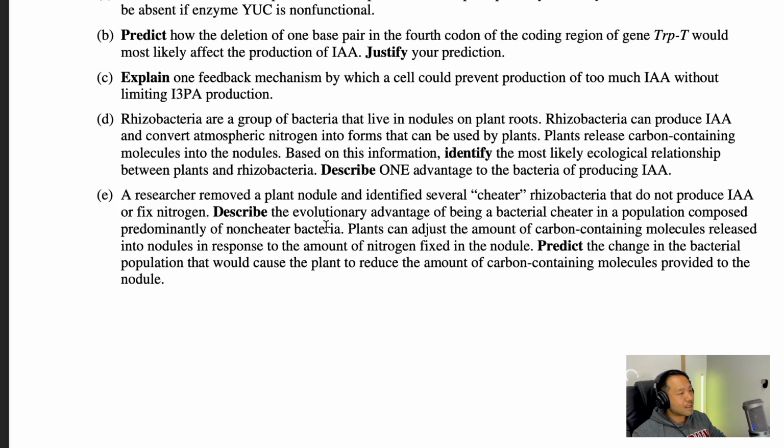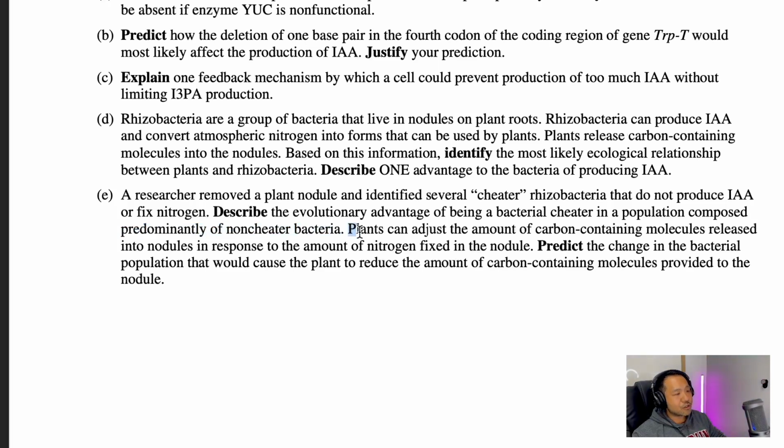So I think I've already done that, because if you're in a population of predominantly non-cheater bacteria, you can sort of skate by, right? You can be cheating, and because everyone else is not cheating, you just sort of reap the benefits. But the problem here, as I said, is that it has to be predominantly non-cheater, so you can sort of be in the shadows. Because here's what happens later if plants recognize something is wrong.